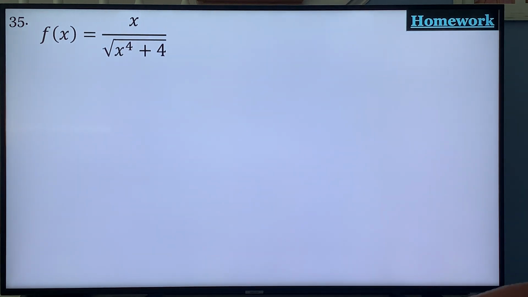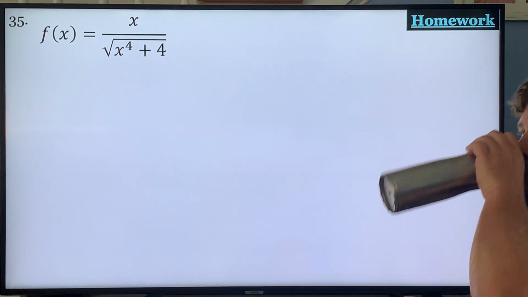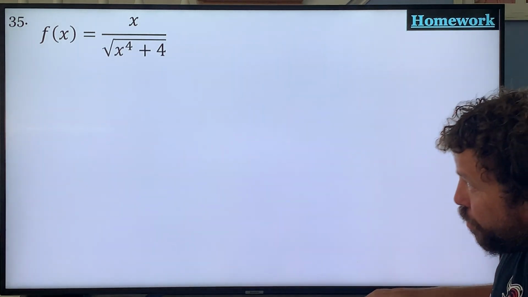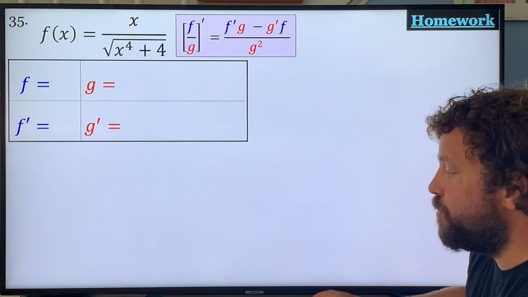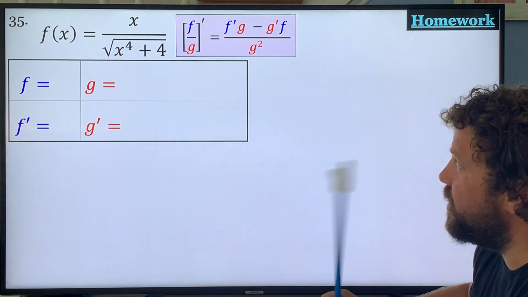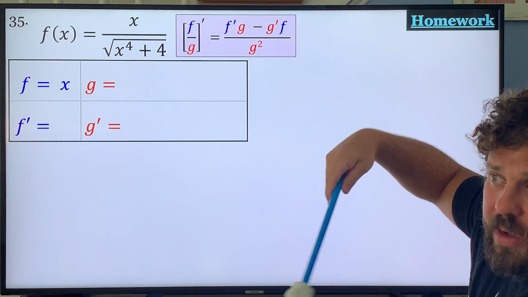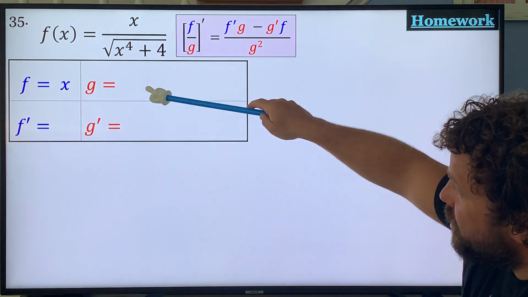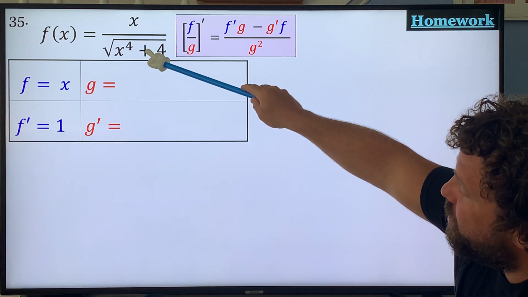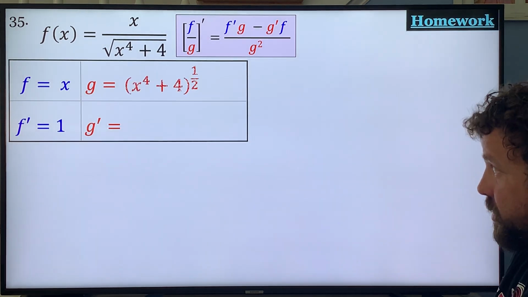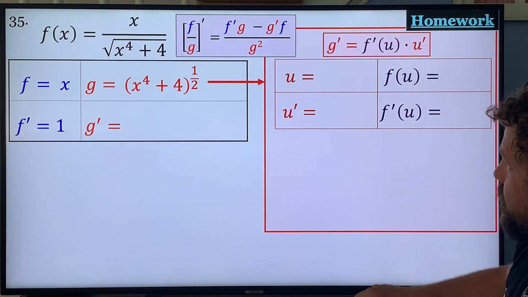All right, 35. Figure out which method you have to use. That's the tough part now. Should use the quotient to start with. Okay, now we can use like 4 different methods on these. F is my x, because we're not raising the whole thing to a power. That's when you go the other way. Derivative of x is 1. G, the denominator, is x to the 4th plus 4 to the 1/2. In order to find the g prime here, use the chain.